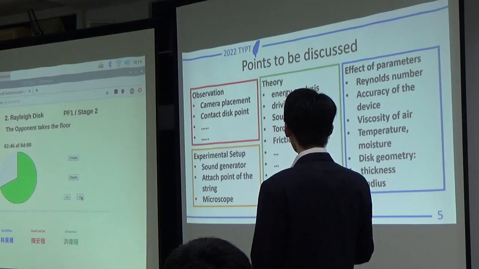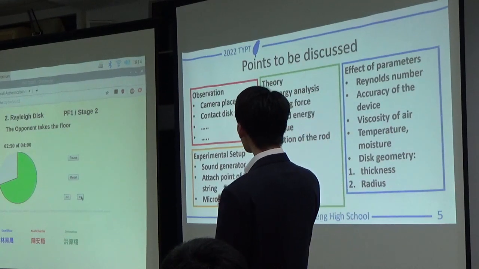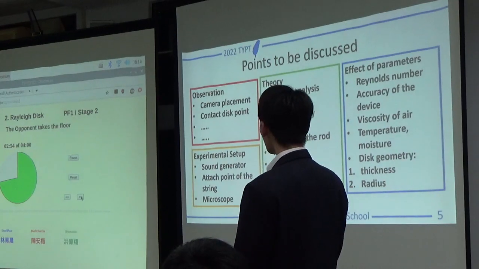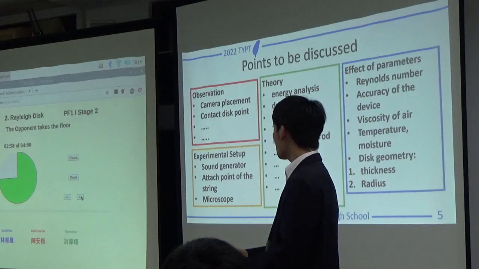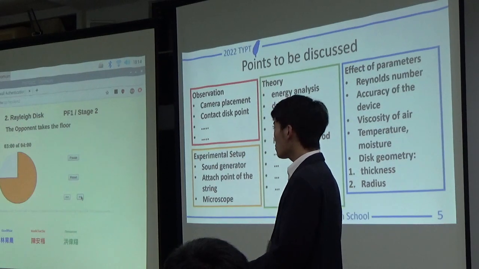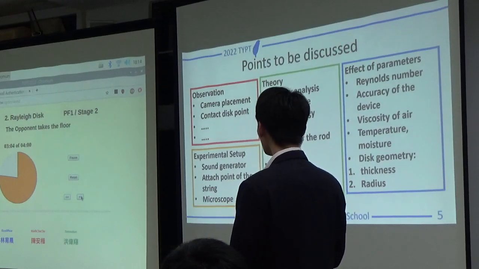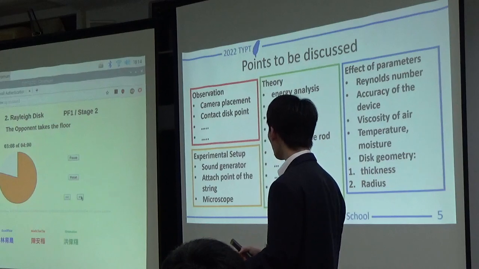So these are some points to be discussed. First, I want to talk about their observation video, like where the camera placement is and the contact disc point. For the experiment setup, I will talk about the sound generator and the attach point of the spring, and how they observe the vibrating motion, and how they get the theta of the braided disc.